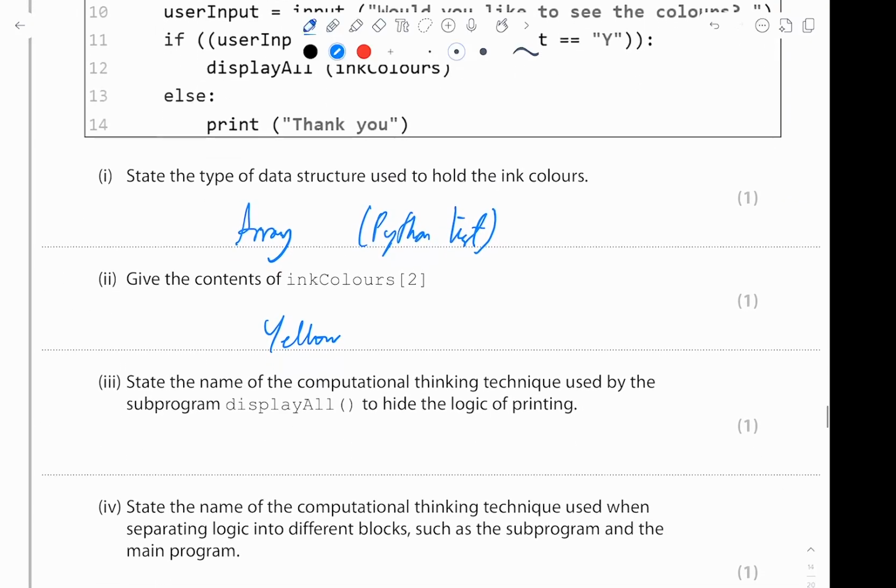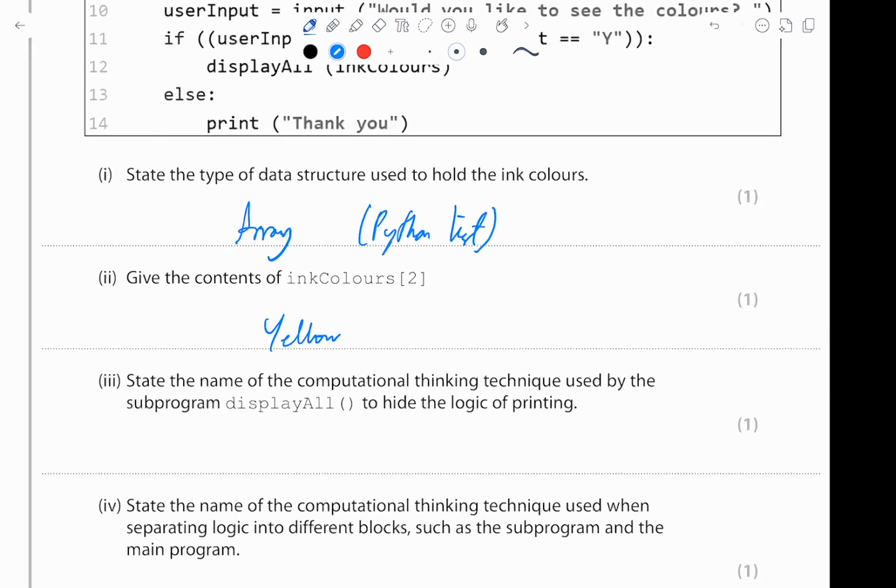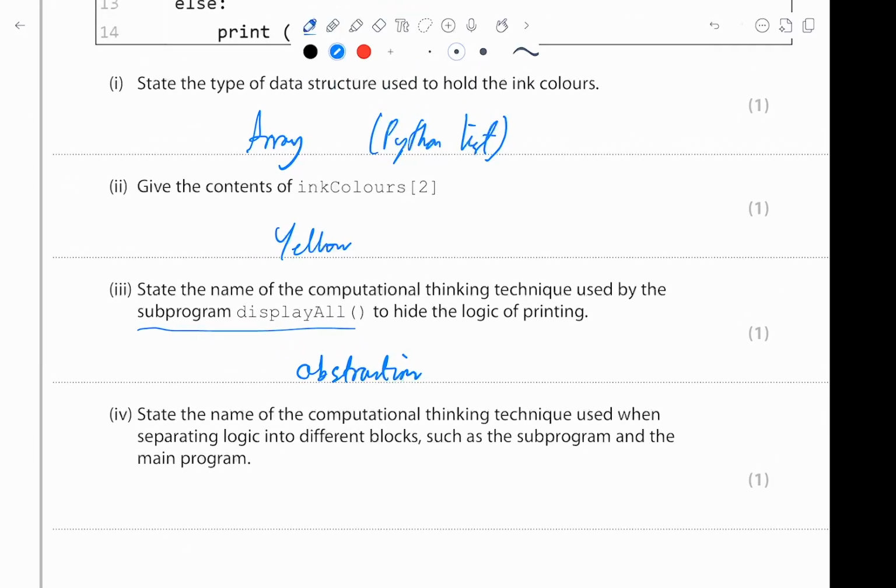State the name of the computational thinking technique used by the subprogram, display all, to hide the logic of printing. Abstraction. Because subprograms, subroutines, they're both decompositions and abstractions. I'm sure this one's to do with decomposition, used to break into different blocks. When we break it down, we've got a big problem, we break it down into smaller steps. That's decomposition. To hide complexity and logic and focus on the most important stuff is abstraction.